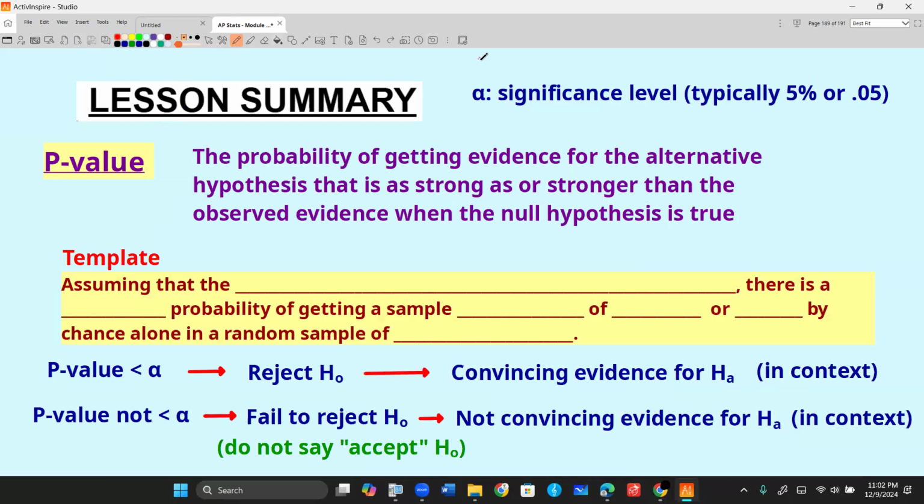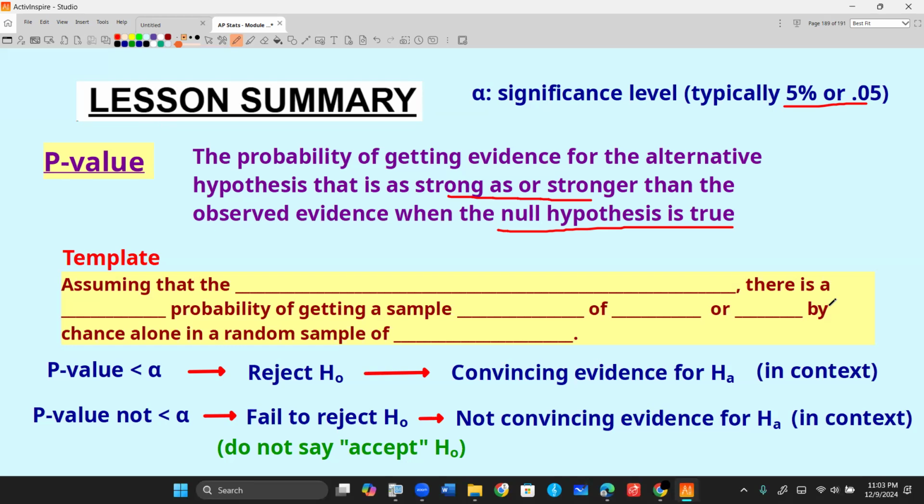The p-value, remember we have to have an alpha level set, so typically it's 5%, but the p-value is the likelihood, the probability of getting evidence for the alternative that is as strong or stronger than the observed evidence when the null is true. And we have a little template for that. So I would memorize that template: assuming the blank, there is a blank probability of getting a sample blank, a blank, or blank by chance alone in a random sample of blank. It's a mouthful, but if you write it enough, you'll get it.